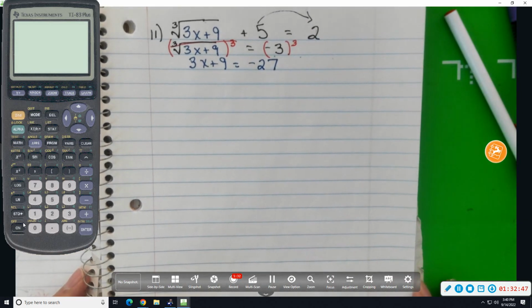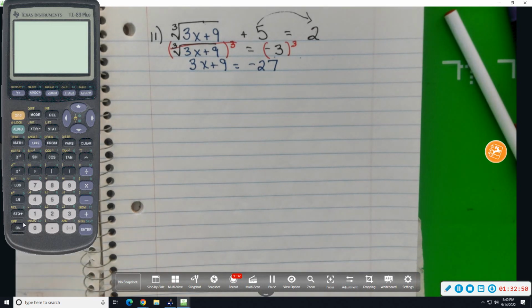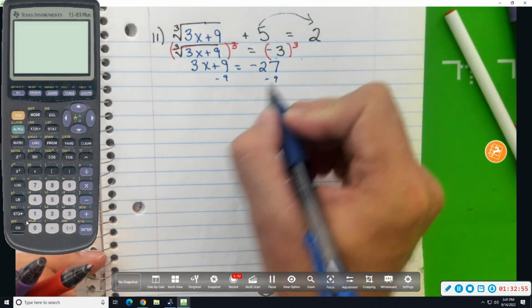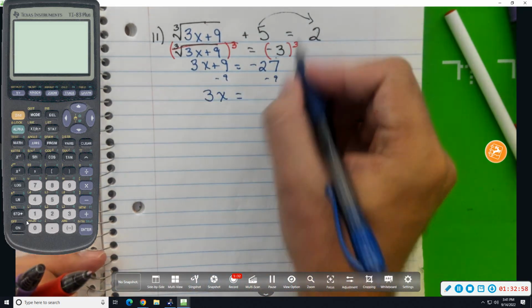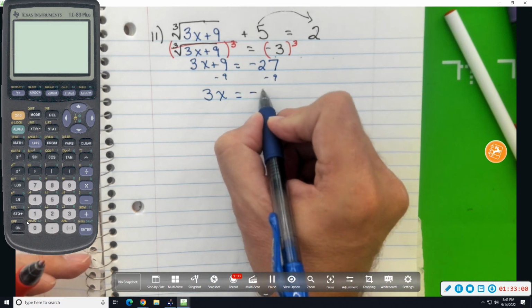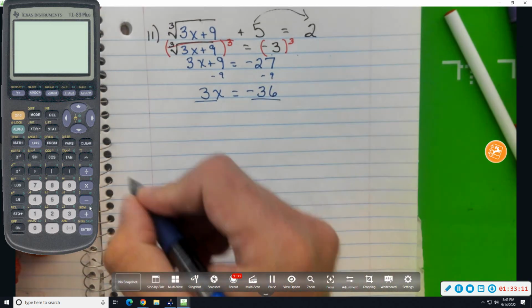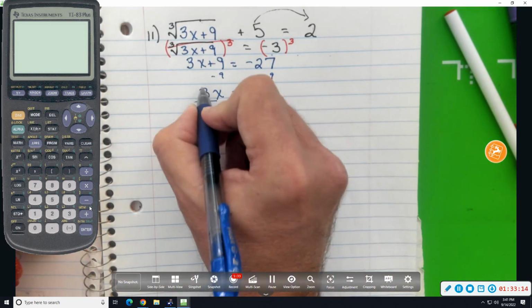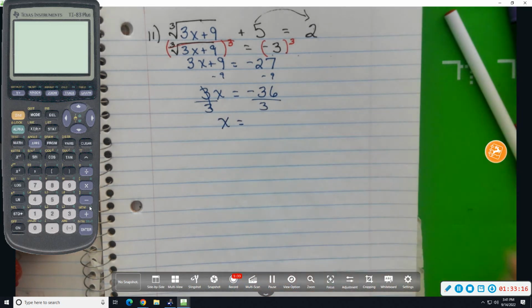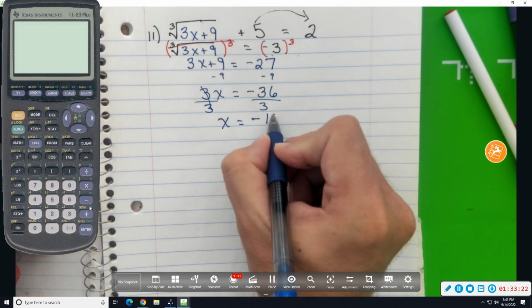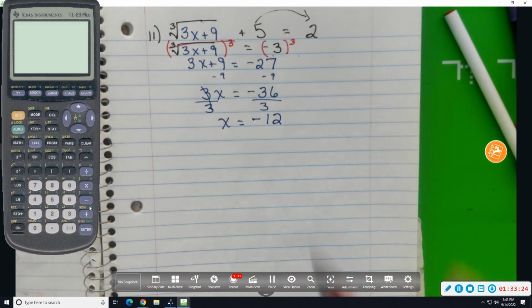It's linear. So what will we do to solve this? There's only one sensible next step. Minus the 9. I agree. So we have 3x equals negative 27 plus negative 9, negative 36. And then we will divide by 3. And we get x equals positive or negative? Yeah, negative 12. Do I need to check or do anything?